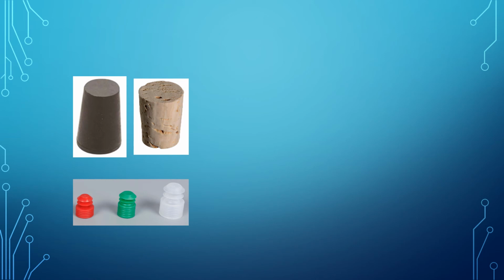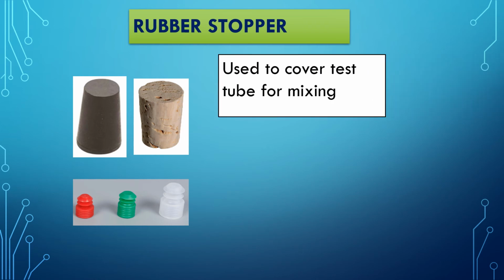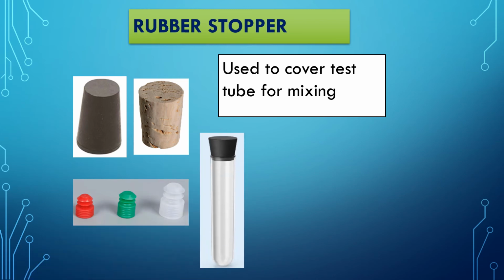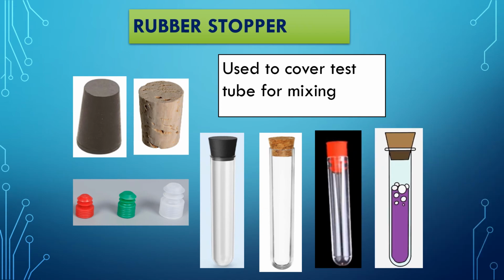What about this one? What is the name? It is also a rubber stopper. The rubber stopper can be made from rubber, wood, and plastic. What is the function? It is used to cover a test tube for mixing. So let us see how we are going to use this one. Rubber stopper.